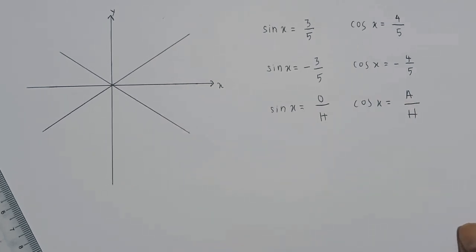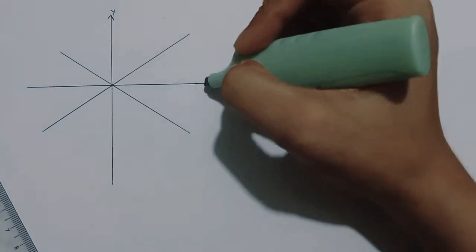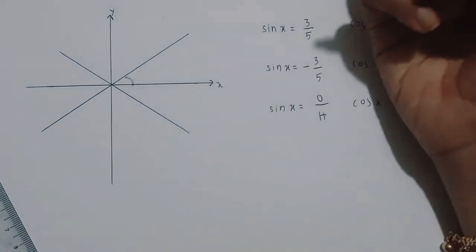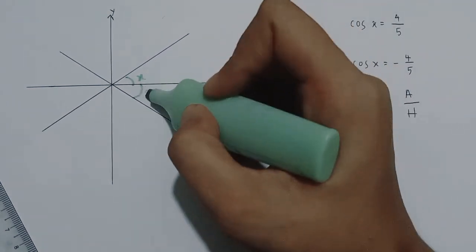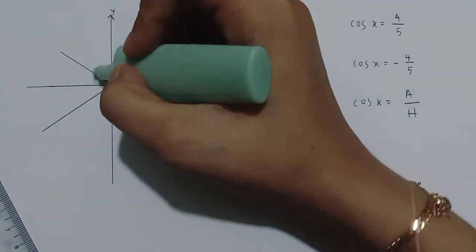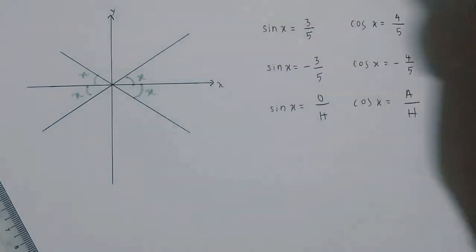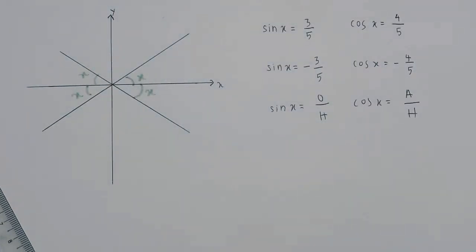So first things first, you have to know that all the values of x would be connected or joined from the x-axis. For this, as we can see, from the x-axis, it will be from here to here for the x. Okay, from the x-axis, from here to here, x. So that is all the values of x.